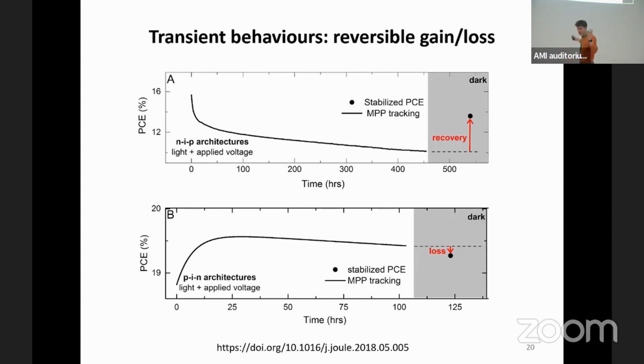And what was important to notice is that if you look at the time scale, a normal daylight condition is, let's say, 10 hours of illumination, you are always here, you never reach this region. So this region is totally not relevant for assessing stability. So you have to keep the device in this transient and run it in this transient condition to understand how it will behave in the long run.